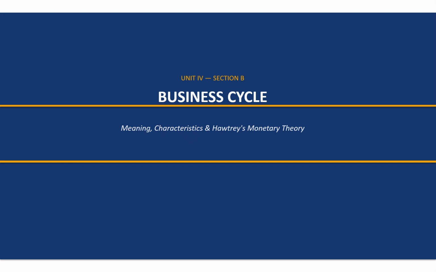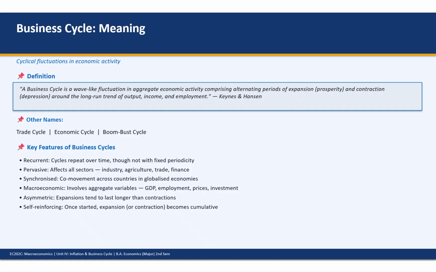So, this particular idea shows us what actually happens in the world, what are the different ups and downs an economy faces. All those things are explained by the business cycle. Now we begin with the meaning of business cycle.